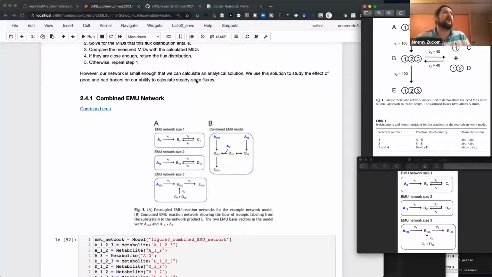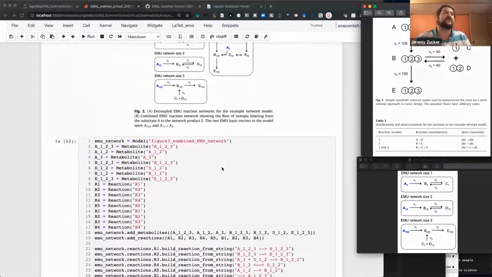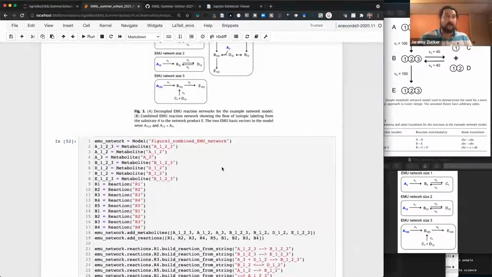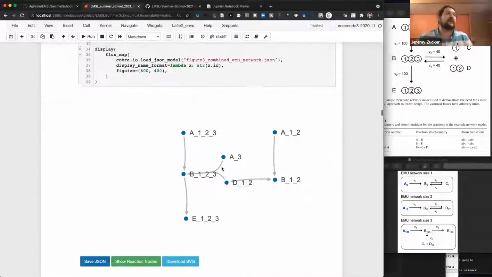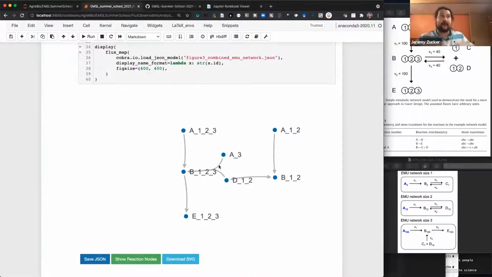So if you recall, beforehand, I said that not only can we decompose our EMUs into separate networks of different sizes, but we can also combine them into one network as well. And so this is what the combined EMU network looks like. Okay, so again, we have these three tracers coming in. So we know what A123, A3, and A12 look like. We know their MIDs because they were given to us.